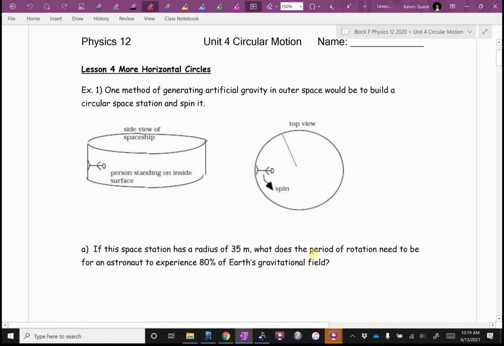Well, I think I'm going to be using the equation with the T in it. And what path are we tracing out? A circle. I'm going to do a free body diagram on the top view. So what are the forces acting on this person? Wait a minute, are we in space? No gravity. Okay. What else?